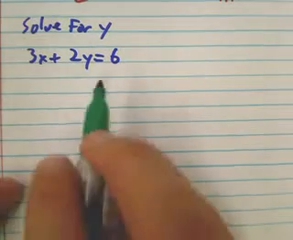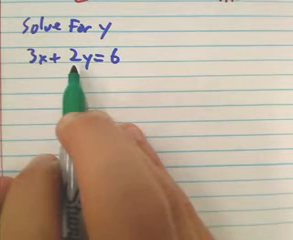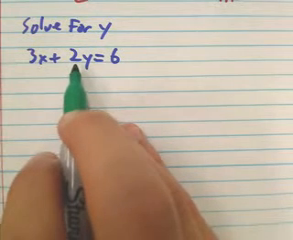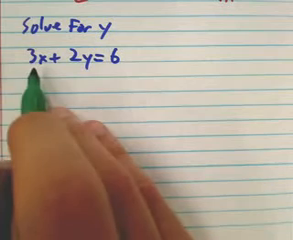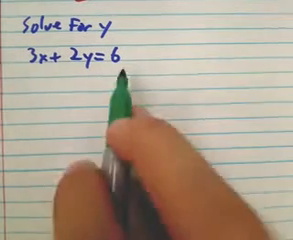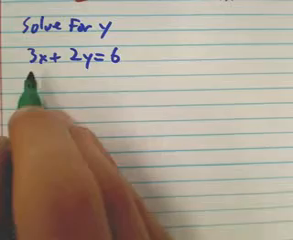Well, I want to solve for y. And let me see what I need to do here. To solve for y, I know I'm eventually going to divide by that 2, but I'm not going to divide everything by 2 first. I'm going to get rid of this 3x first. I'm going to move it to the other side.